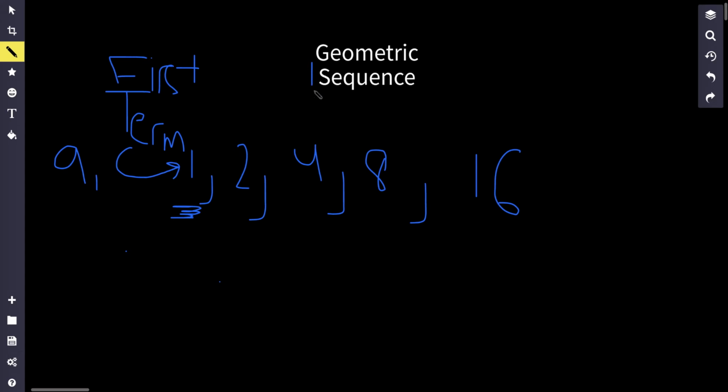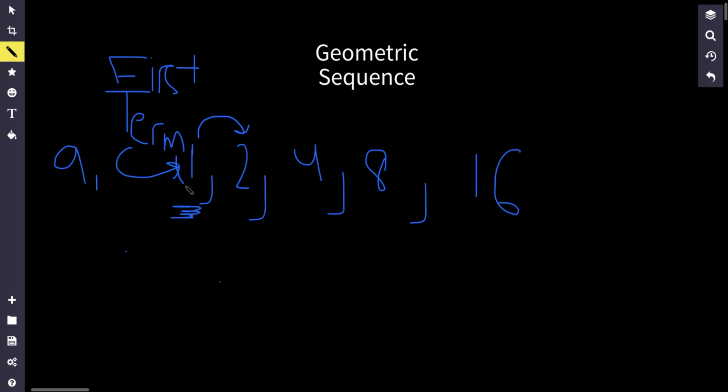Let's talk about geometric sequences. A geometric sequence, you can think about it as a sequence of numbers where if you want to get from one term to the next term, you're going to have to multiply by a specific number. In this case, our sequence is 1, then 2, 4, 8, 16.